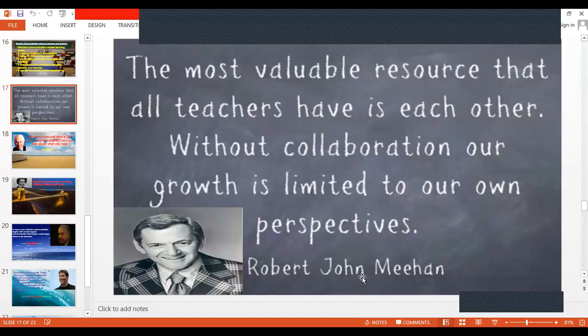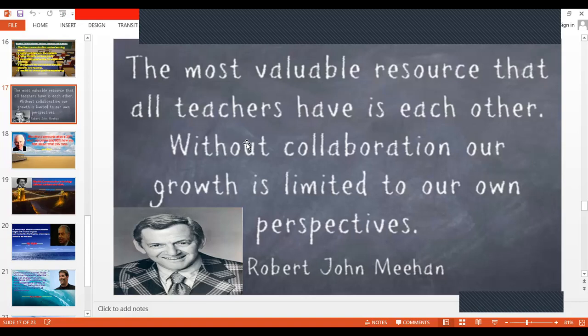Let's see some good lines said by great people. We'll see first Robert John Meehan: The most valuable resource that all teachers have is each other. Yes, have you ever thought that in a school there are so many teachers, from different places, meaning different skills gathered there. So if we communicate with each other, the teachers, then of course we will learn more. If we share our ideas and thoughts, then we can make our communication skills completely effective.